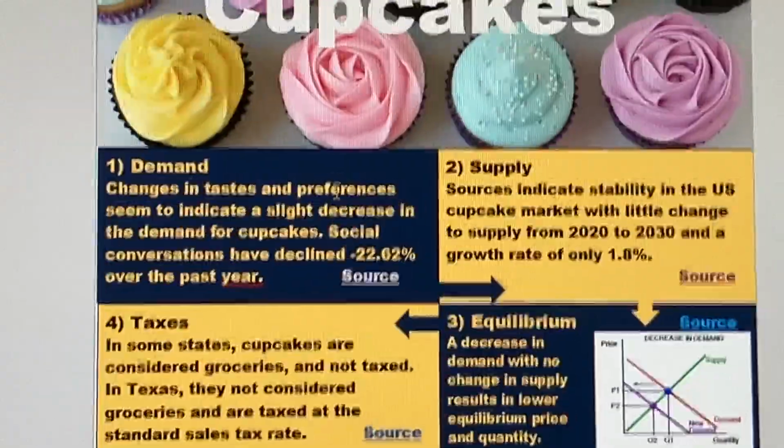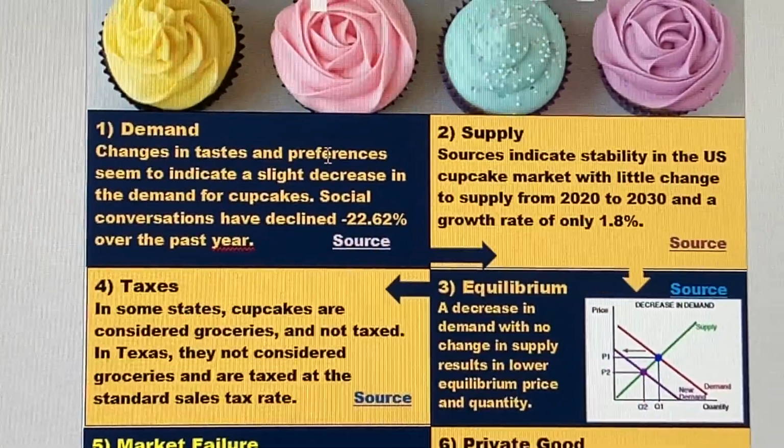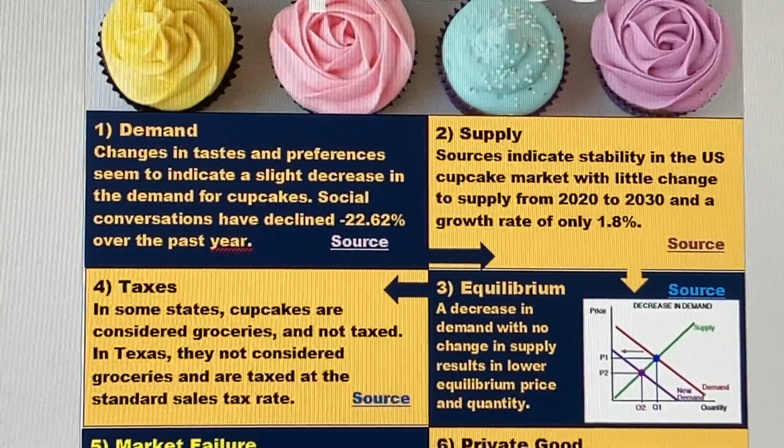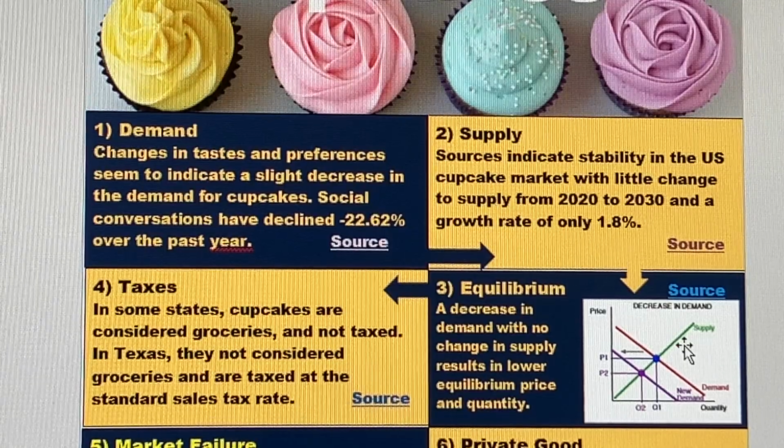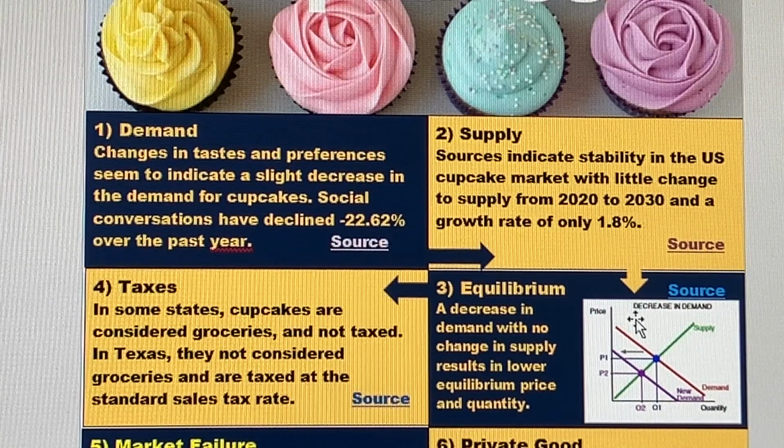So I want you to figure out what the scenario is and find a graph and put that in there. Once again, there's a source where I got the graph, and you can see I added these arrows to kind of walk you through.